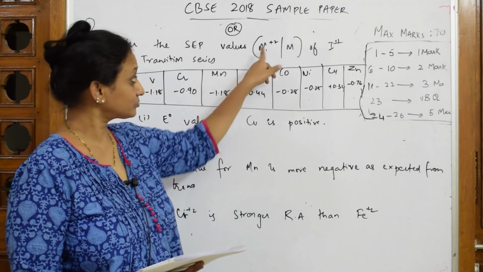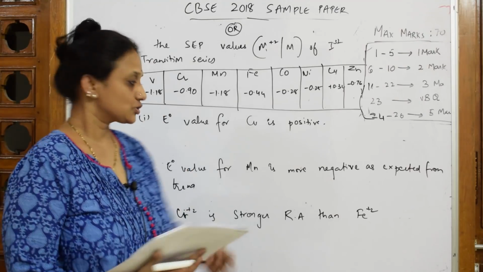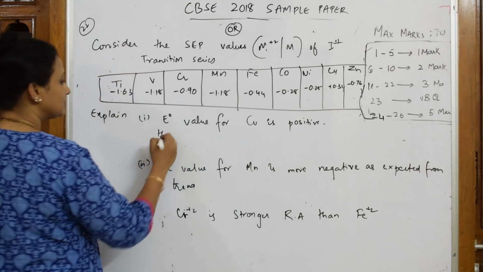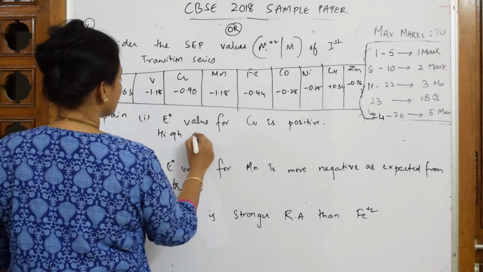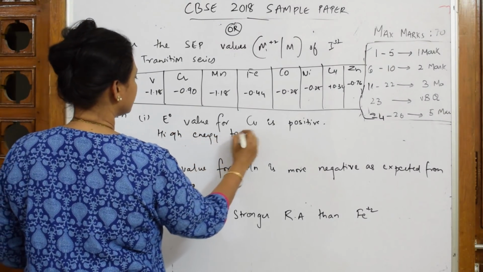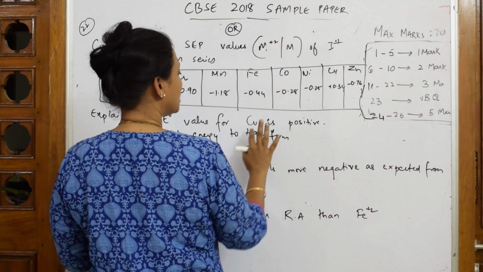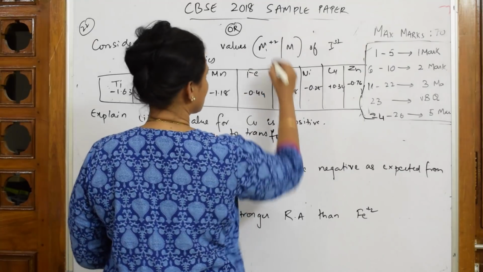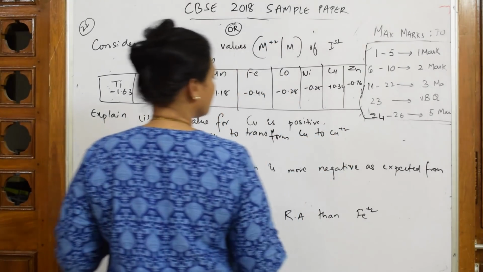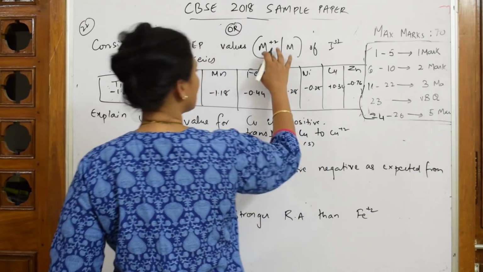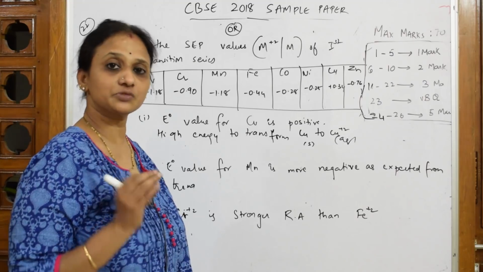So they said Mn plus 2 and Mn. So you're going to relate in those terms. First one, high energy. Let me write that. High energy to transform copper to Cu plus 2. Loss of electrons from copper to Cu plus 2. This copper is solid. This copper is aqueous. So is it more or less than the hydration enthalpy? That is what you have to explain.